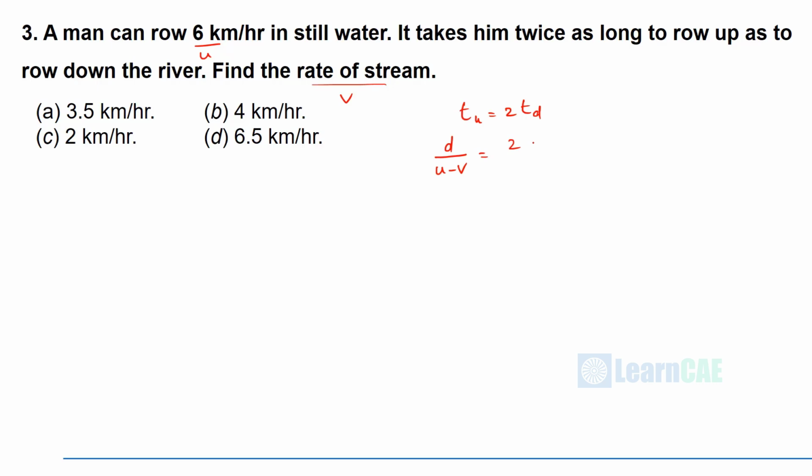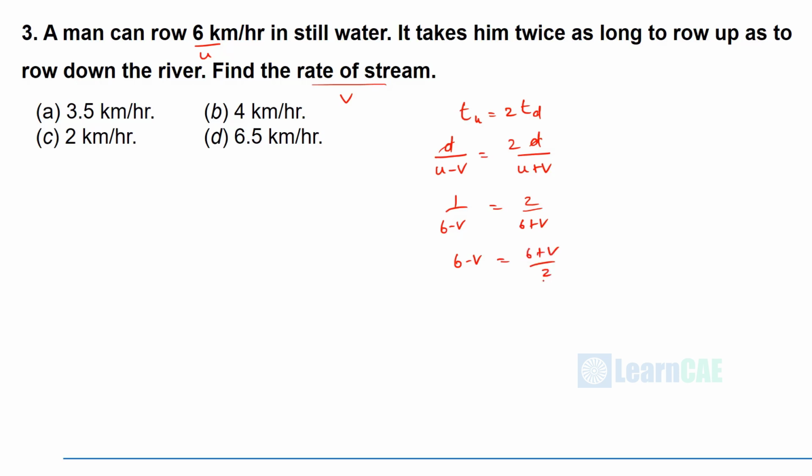This will be equal to 2 into the distance travelled divided by the downstream velocity, U plus V. Now we shall substitute the value of U in this equation. We can cancel D on either side. 1 by 6 minus V is equal to 2 by 6 plus V. We shall reverse this: 6 minus V is equal to 6 plus V divided by 2.